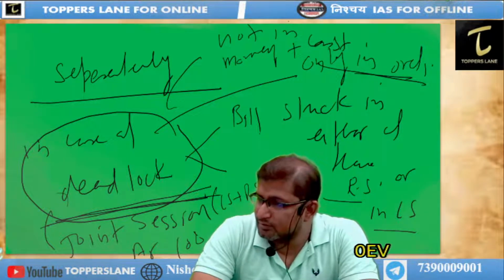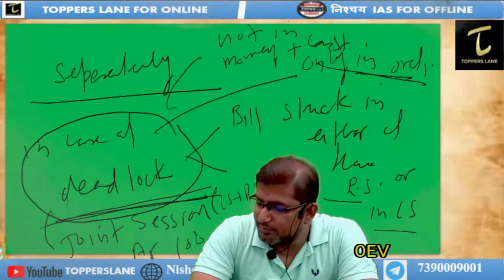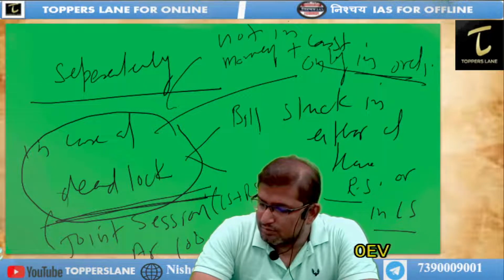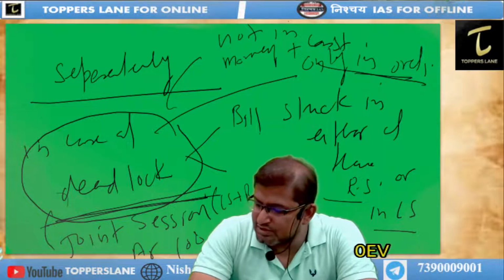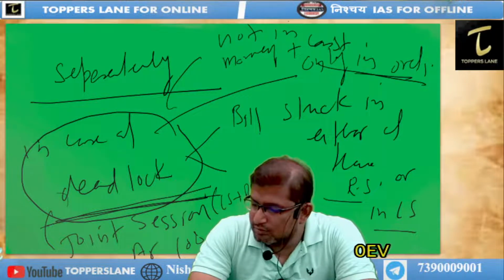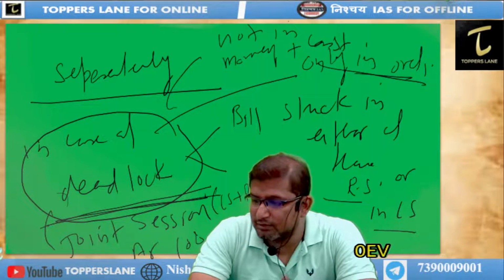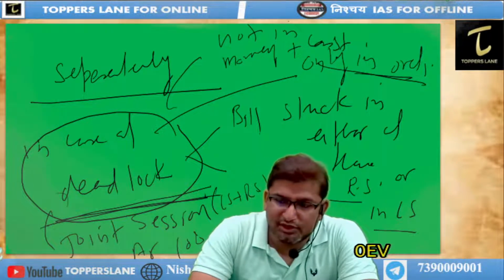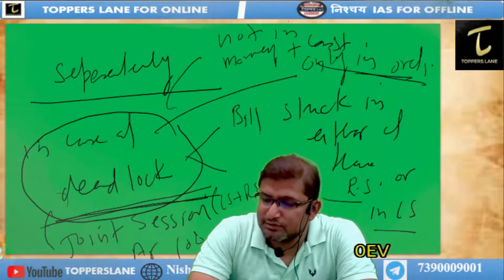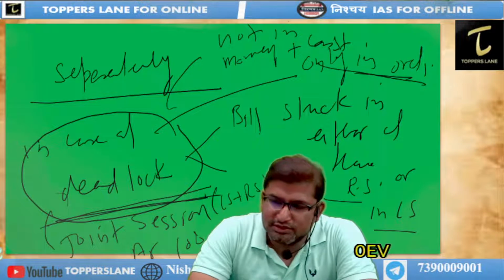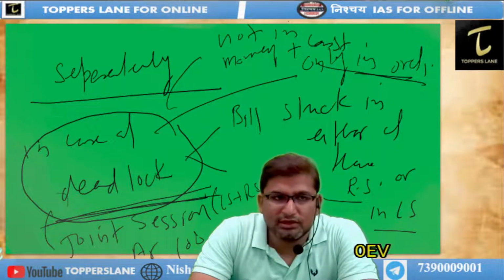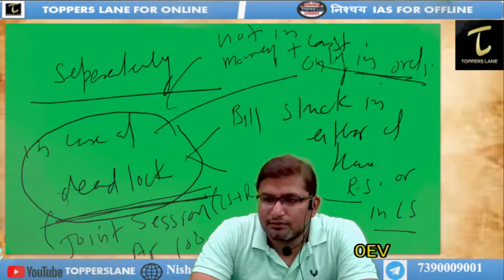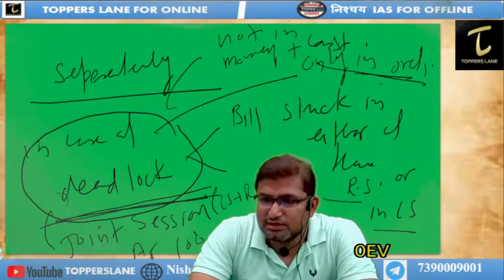The bill must be passed by each house with a special majority, separately, because there is no provision for holding a joint session in case of a constitutional amendment bill.